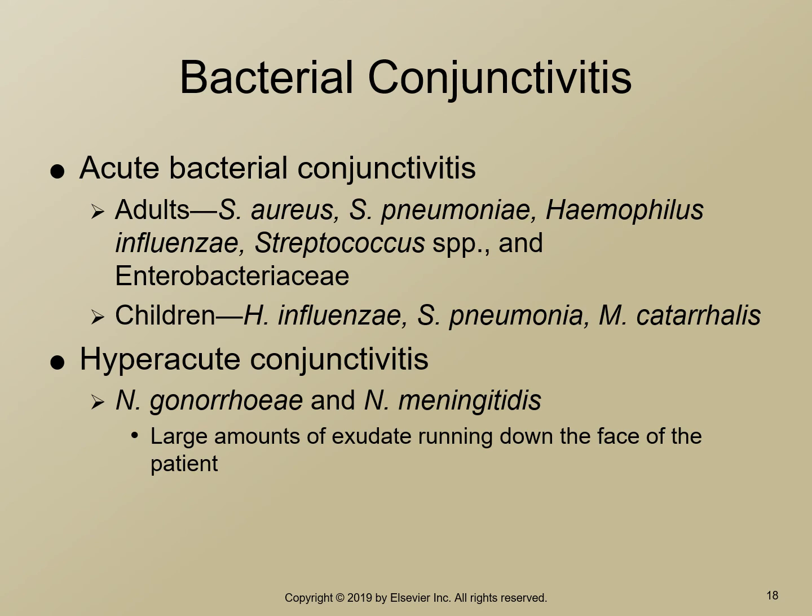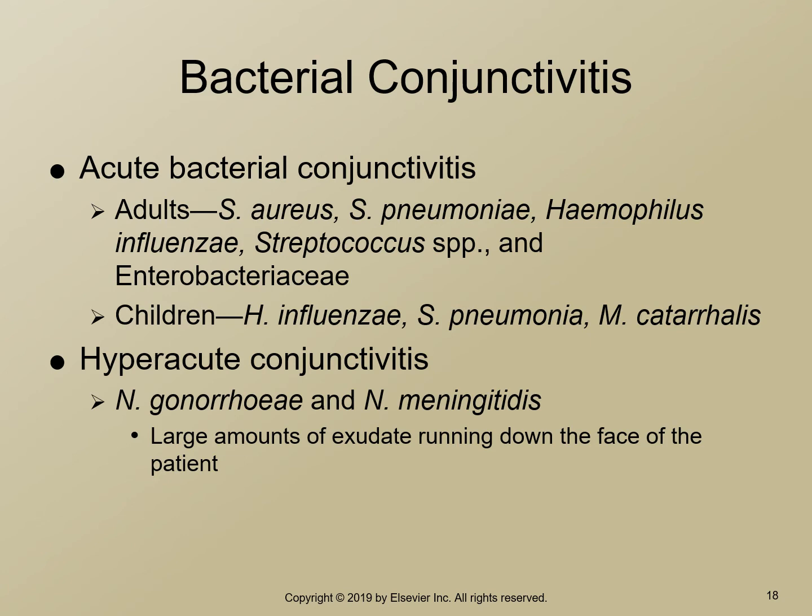Acute bacterial conjunctivitis occurs in both adults and children. With adults, the causative agents are typically Staph aureus, Strep pneumoniae, Haemophilus influenzae, Streptococcus species, or Enterobacteriaceae. In children, the list of causative agents is a little smaller. It's typically Haemophilus influenzae, Strep pneumoniae, or Moraxella catarrhalis.